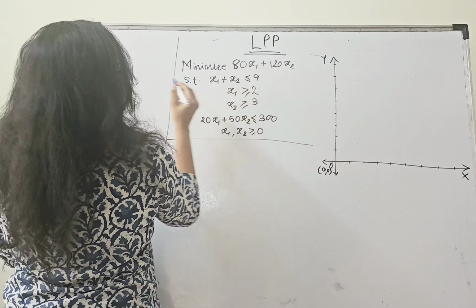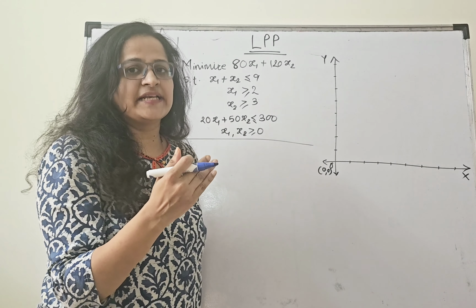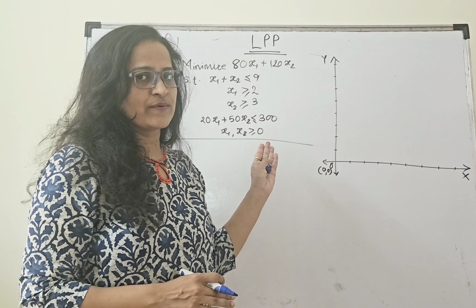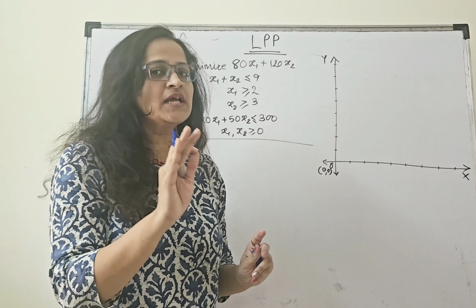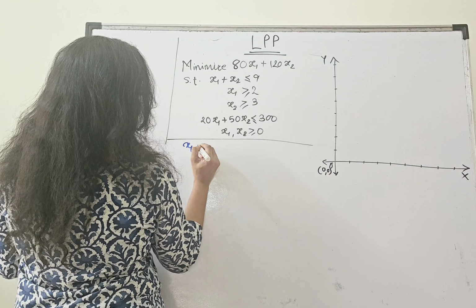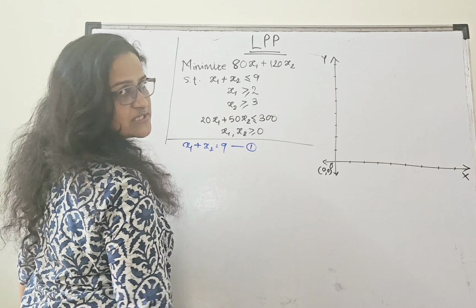The first step is that we are going to remove the inequality sign, that is the less than or greater than sign, from all the equations, and we are just going to keep the equal to sign, right? That is also a valid condition. Say for example, x1 plus x2 equals 9. So this is going to be my equation number 1.